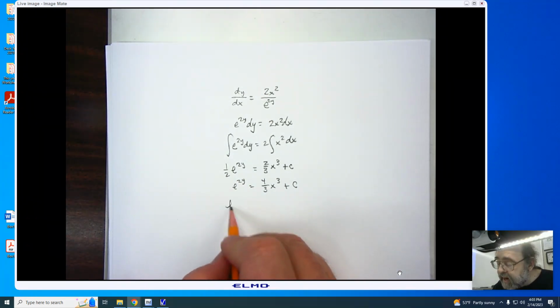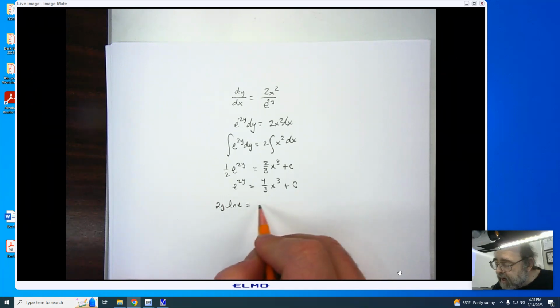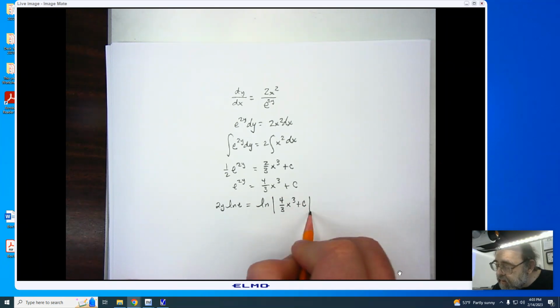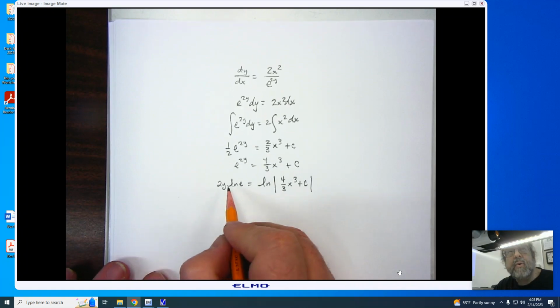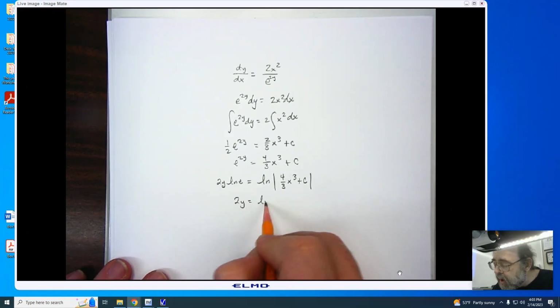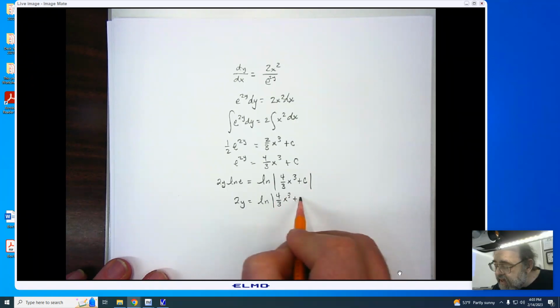I'm now going to exponentiate. Natural log of e, 2y comes to the front. And this is giving me the natural log of the absolute value of 4/3 x cubed plus c. Since the natural log of e is 1, we're looking at 2y equals the natural log of the absolute value of 4/3 x cubed plus c.